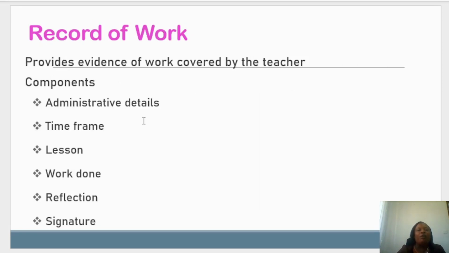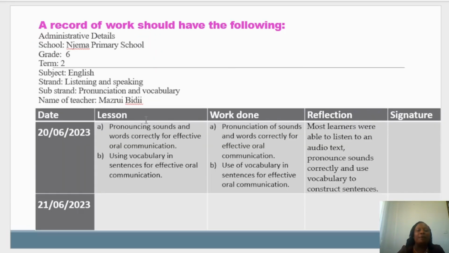Then we go to the record of work. This is where you record what you have done. It provides evidence of work covered by the teacher. The components will be administrative details, the time frame, lesson, work done, reflection, and finally the signature of the teacher. Here is a sample of a record of work. You can see it there.